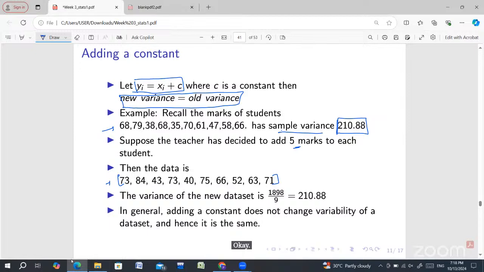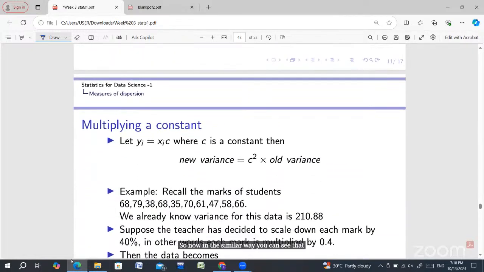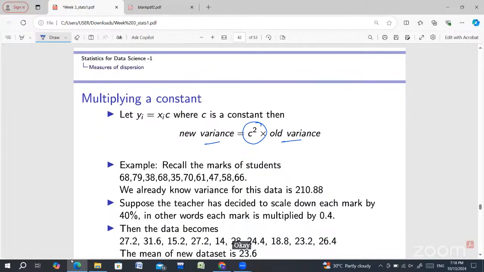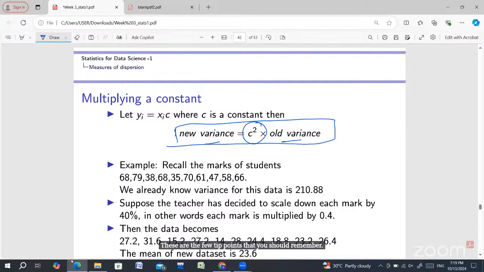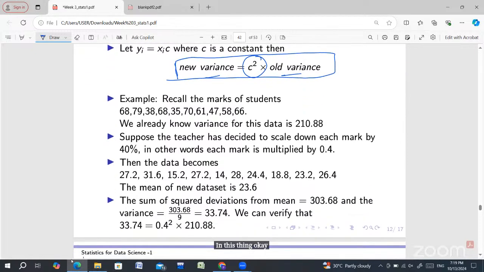Now in a similar way, you can see that if you multiply by a constant, then your new variance will become c square times the old variance. These are a few tip points that you should remember, which will help you to solve the question in less time. So similarly, you can check this thing also.